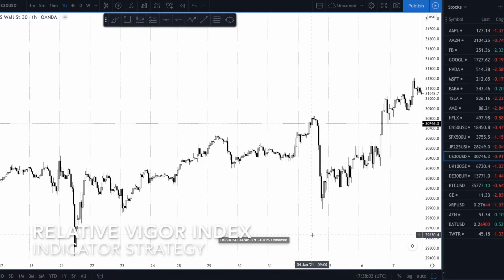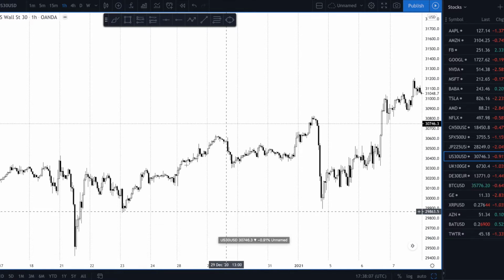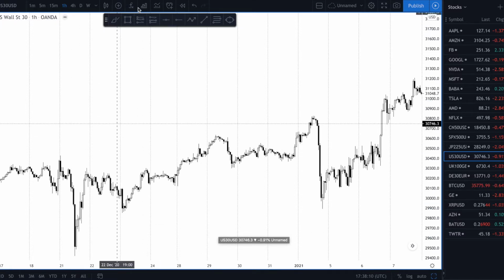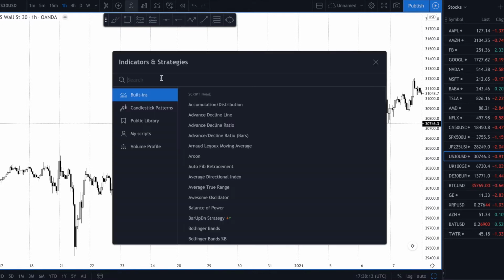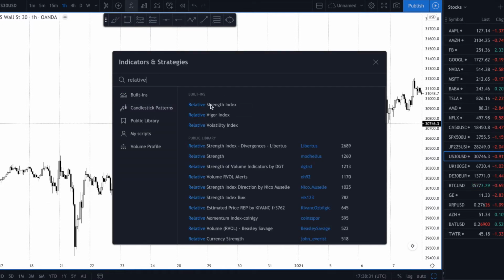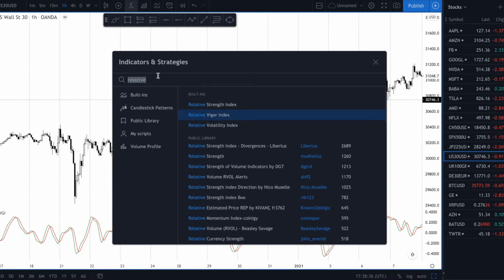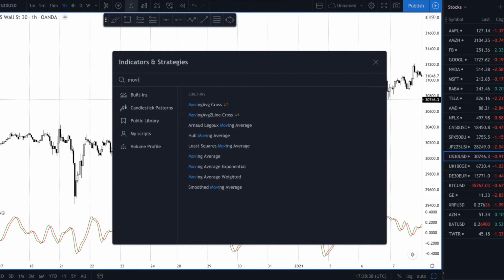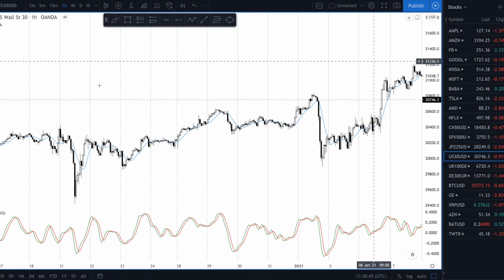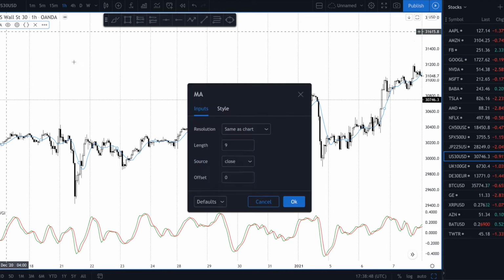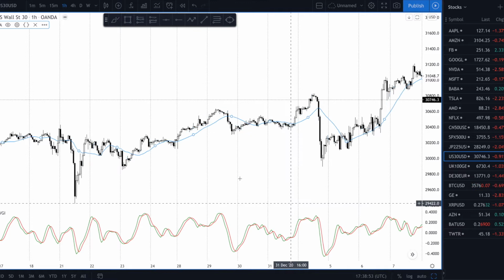Hello guys, today I'm gonna talk about the indicator called Relative Vigor Index. As you can see here, I'm on tradingview.com. I'm gonna go here, indicators and strategies, Relative Vigor Index, and I also gonna add a moving average to avoid some bad entries. The moving average, we're gonna use the 21 moving average, 21 period.